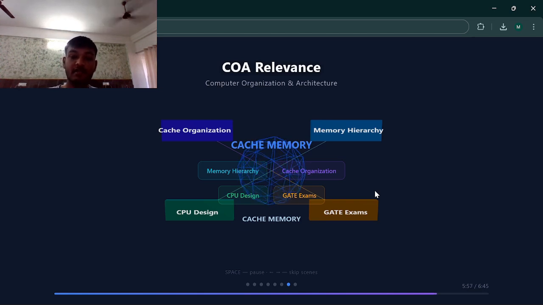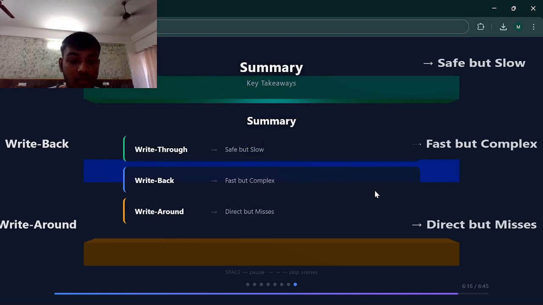So let's summarize this. Write through is safe but slow. Write back is fast but complex. Write around is direct but may cause cache misses. So choosing the right policy depends on requirements and performance goals.